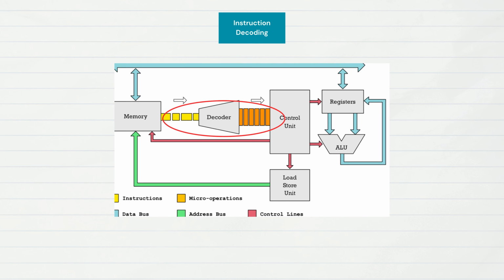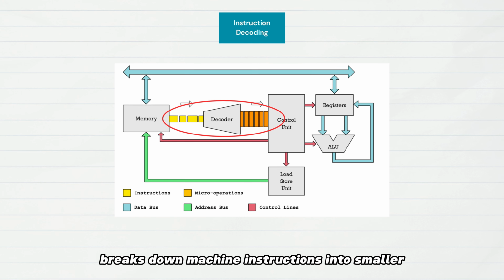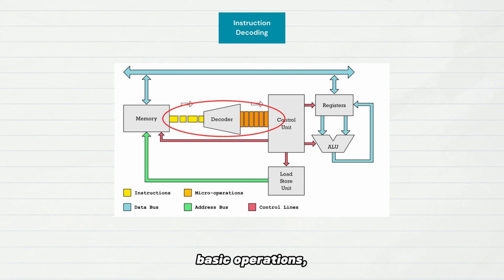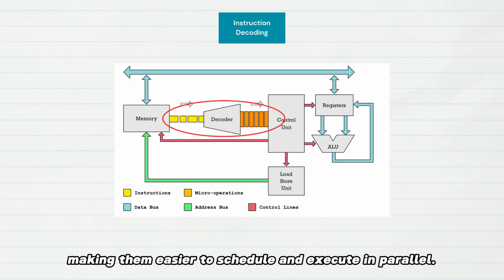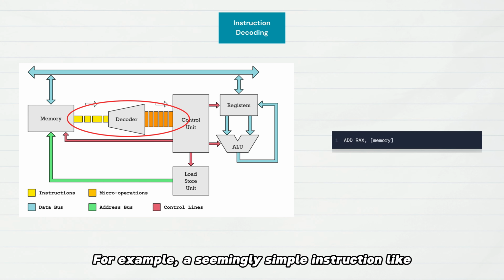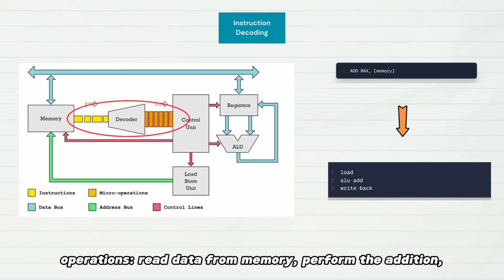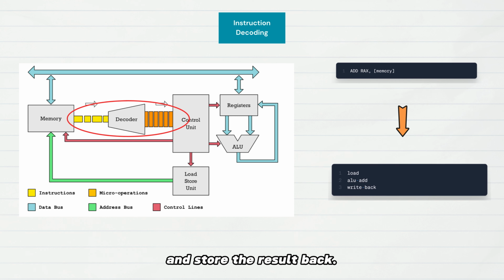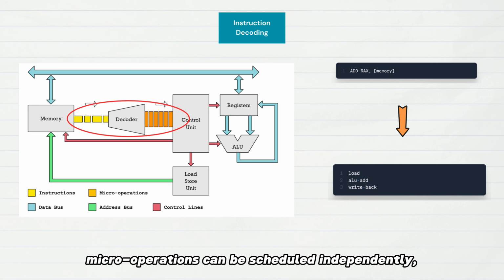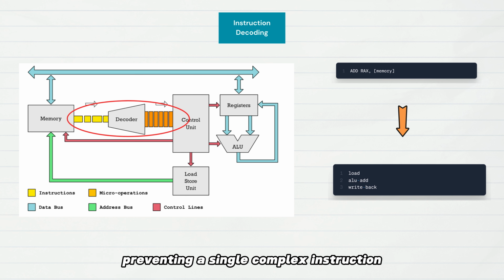Instruction decoding. The CPU first breaks down machine instructions into smaller micro-operations. Complex instructions are split into independent basic operations, making them easier to schedule and execute in parallel. For example, a seemingly simple instruction like add a value from memory to a register is split into 3 micro-operations: read data from memory, perform the addition, and store the result back. These split micro-operations can be scheduled independently, preventing a single complex instruction from blocking the entire execution flow.